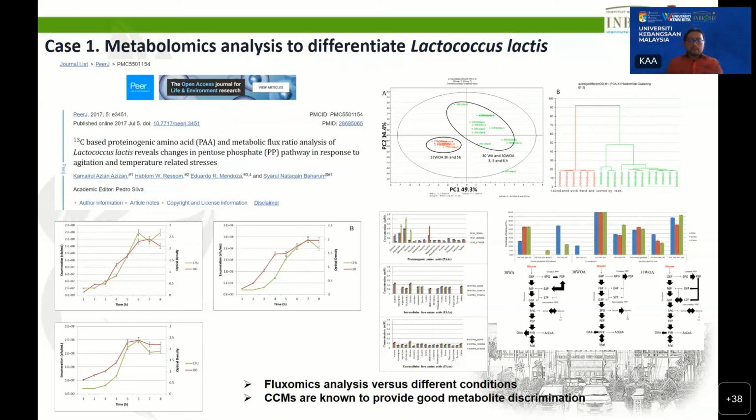So from here, the central carbon metabolism itself, the metabolites, especially the proteinogenic amino acids, actually provide good metabolite discrimination. And this information can be used for further metabolic engineering of this strain.